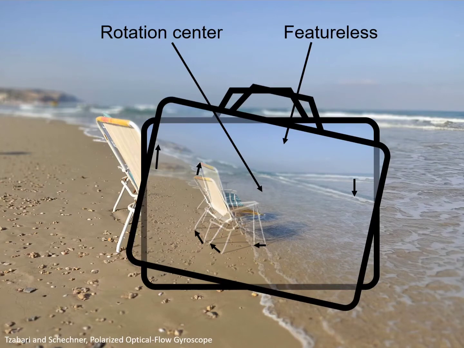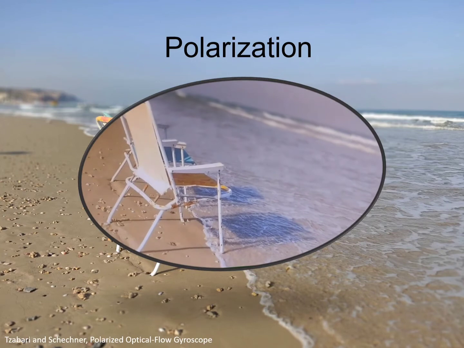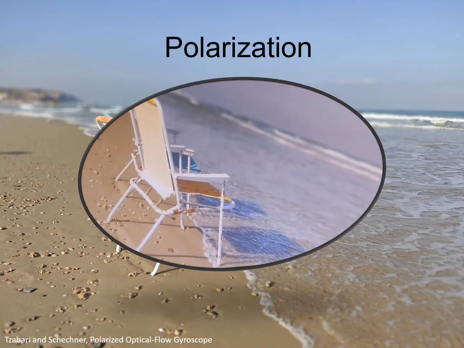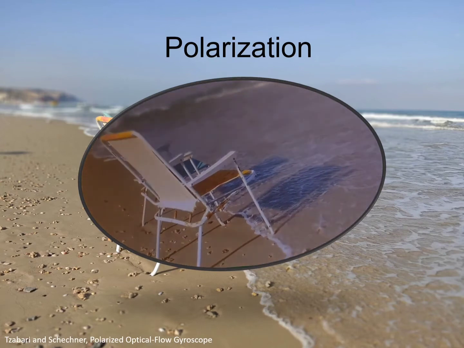Featureless regions, like the sky here, do not contribute to this classic method. In rotation, the center of rotation is also not informative. Therefore, the velocity in such regions will not be estimated correctly. But let's rigidly attach a simple polarizing filter to the camera. Then camera rotation induces readout changes.